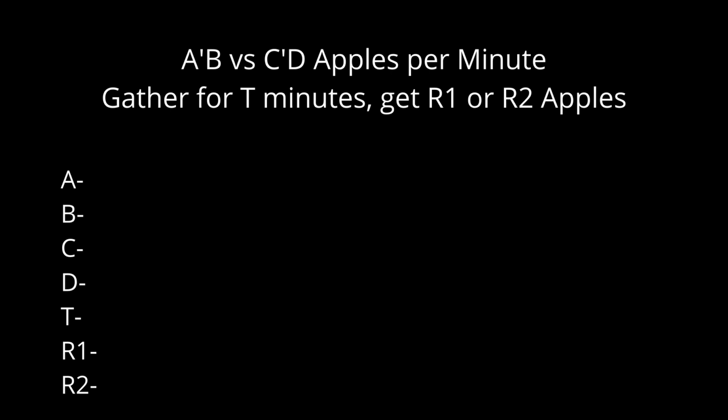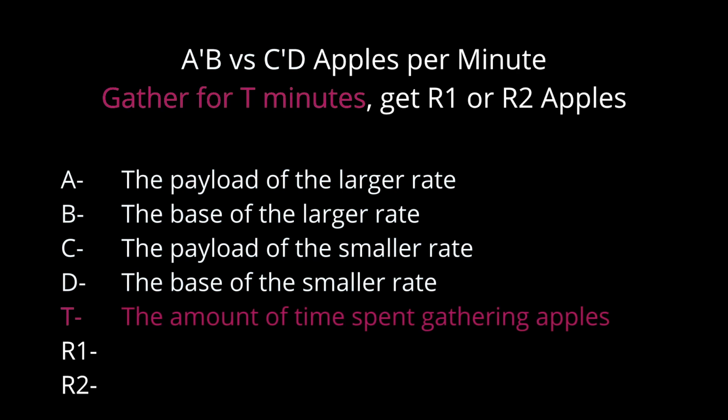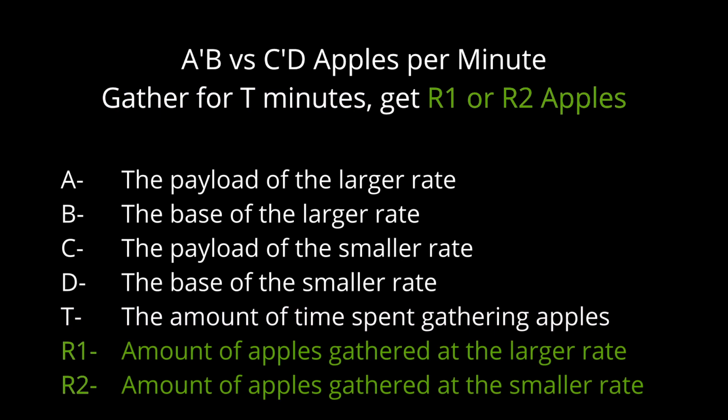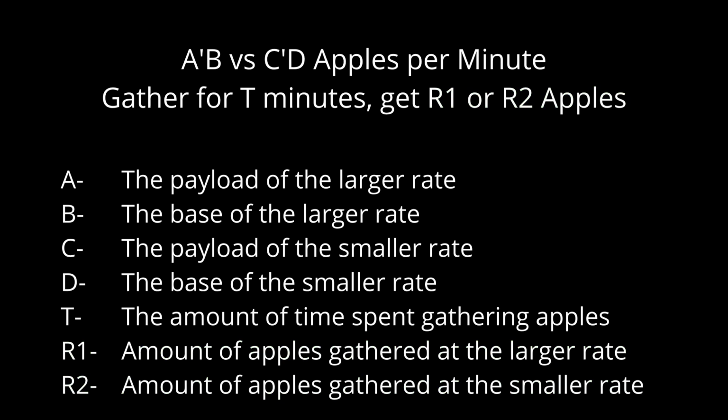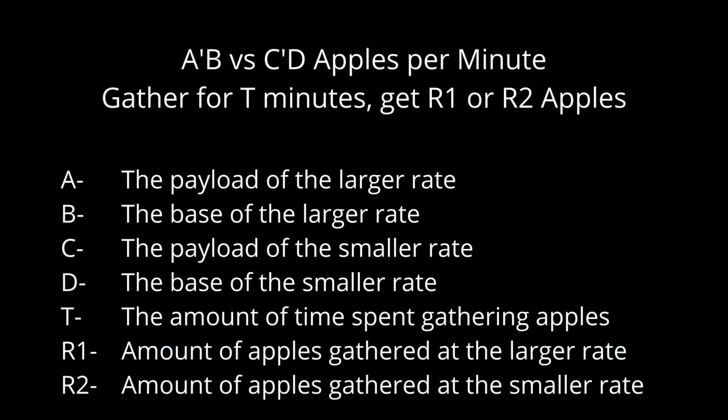There are 7 different numbers involved here. The 4 that make up the individual rates, 1 describing the time that I spend gathering apples, and for each rate, 1 describing how many apples I end up with. In terms of the math involved, I'm asking what has to be true for this number to be smaller than this number. I think I might be able to get to a partial answer.